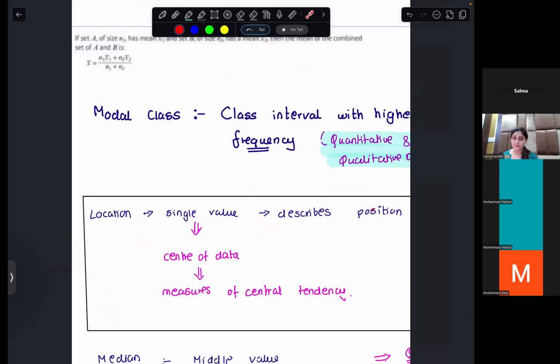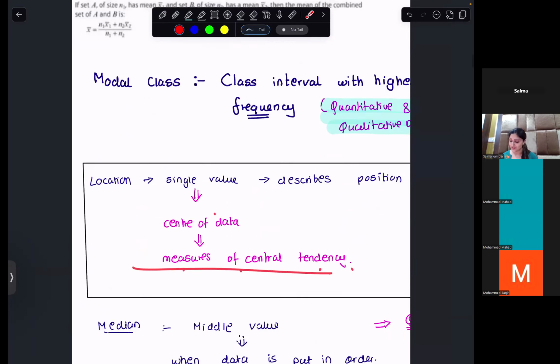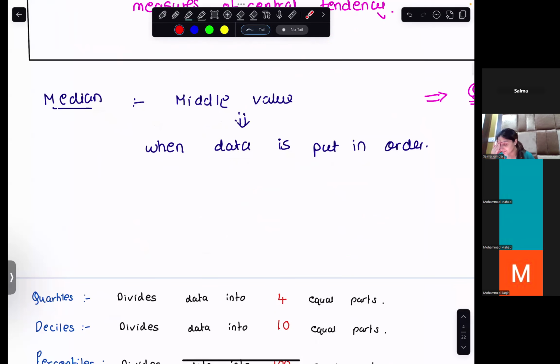And when I'm talking about the position, if I have a single value, the center of the data, we use measures of central tendency, and we have three measures of central tendency. What are they? Mean, median, mode. Okay. What are measures of location? Measures of location are going to be quartiles, percentiles, deciles. Okay. What are measures of spread? Measures of spread are going to be variance, standard deviation, interquartile range.